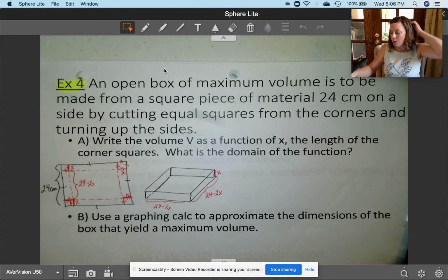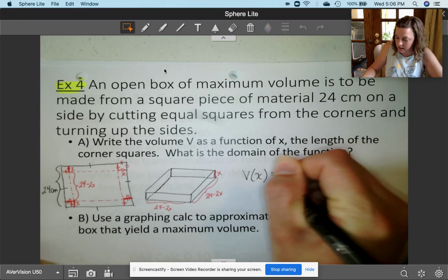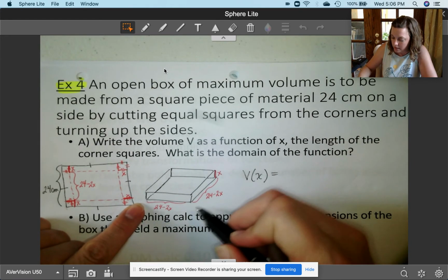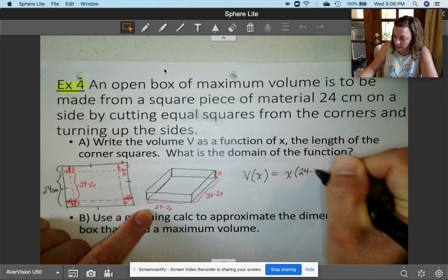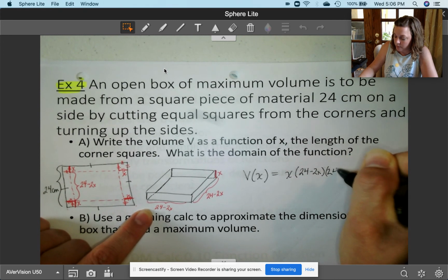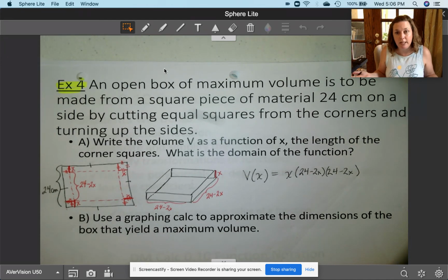Okay, so how do we find the volume? The volume in terms of X is length times width times height. So X times 24 minus 2X times 24 minus 2X. And this is a great volume. Do you need to do any more? Do you need to multiply it together?